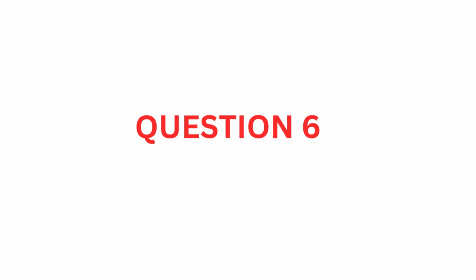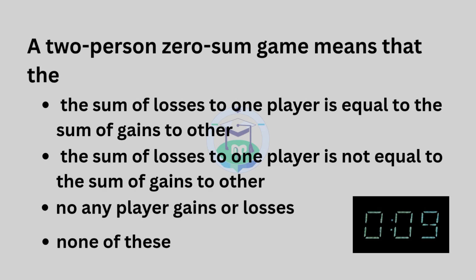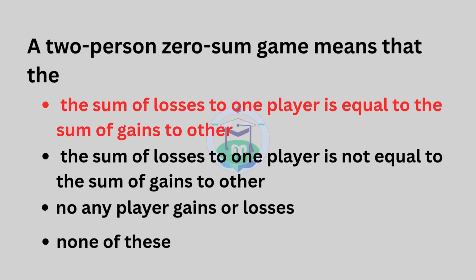Question number 6. A two-person zero-sum game means that they. The answer is option 1, the sum of losses to one player is equal to the sum of gains to other.